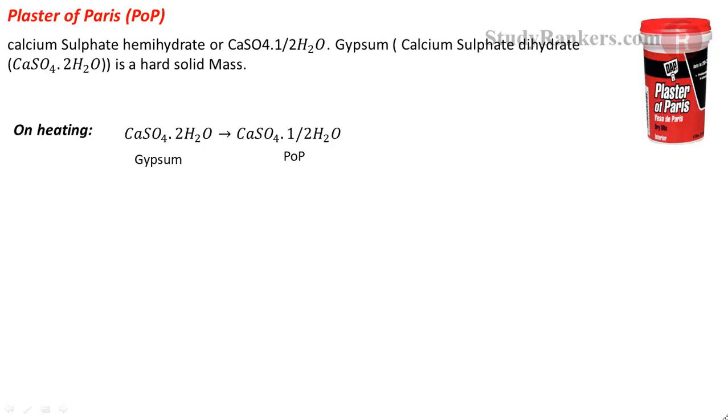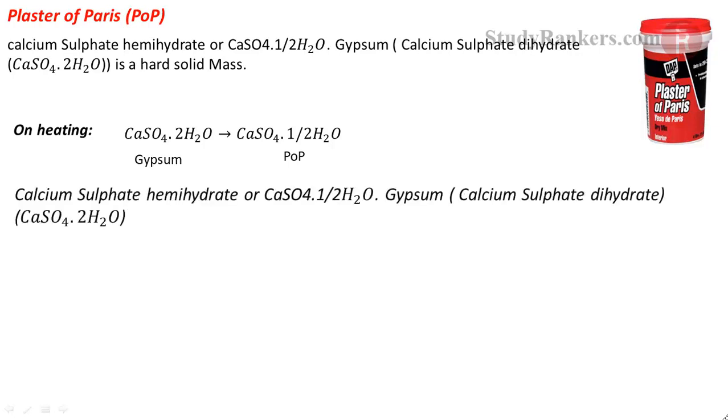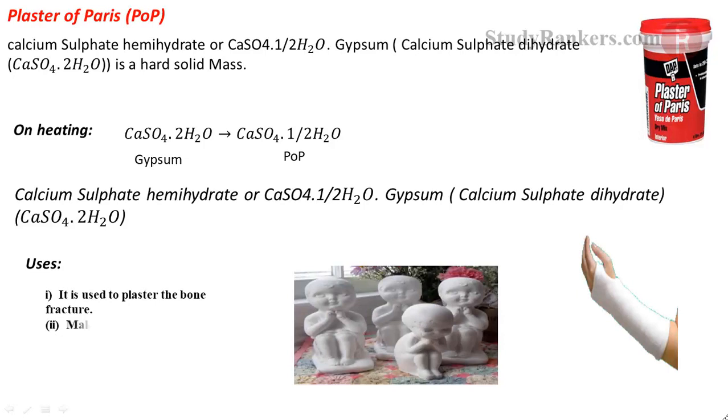It is used to plaster bone fractures, making of toys and decorative articles, and for making smooth surfaces. So that's all for the chapter Acid, Base and Salt.